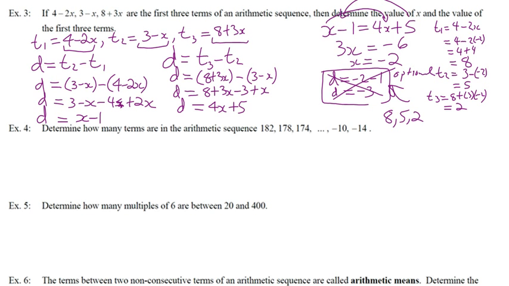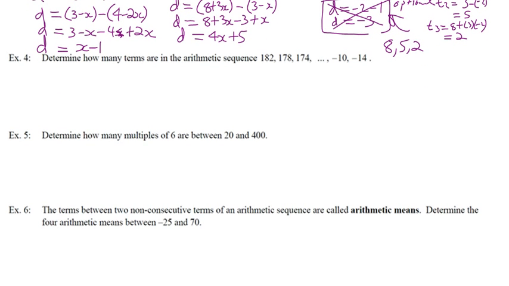Other questions? Determine how many terms. What does determine mean? Show your work, okay? So, what do you know? There's 4 quantities. What do you know? T1. What's T1? T1 is 182. Okay? What else do we know? What's D? 4. So if it's 4, then we go from 182 to 186.